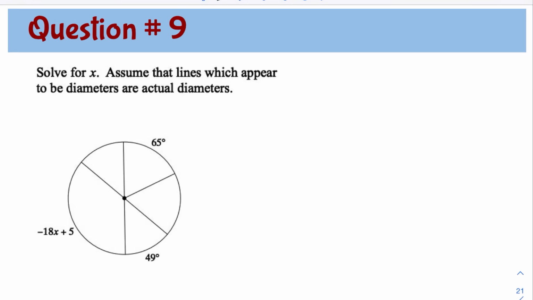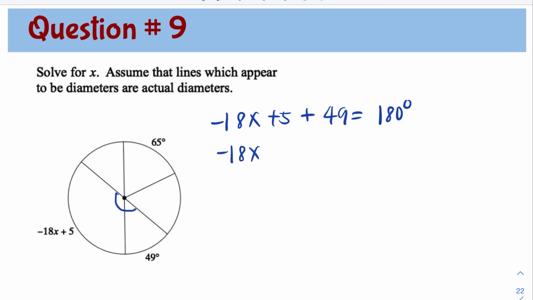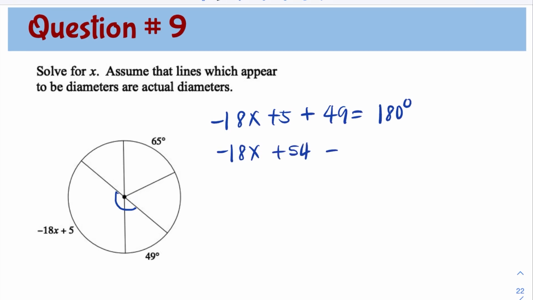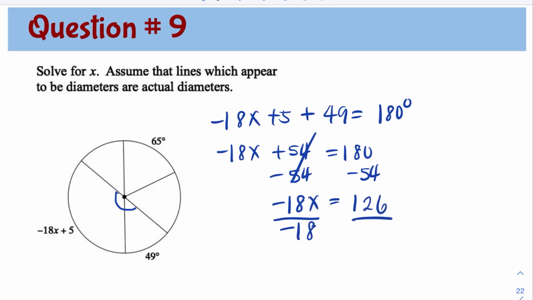Question number 9. Solve for x in the diagram. So here, using the concept of a semicircle, I can set up an equation: negative 18x plus 5 plus 49 is equal to how many degrees? 180 degrees, right? Because a semicircle has a 180 degree arc. Simplifying the left side, we have negative 18x, 5 plus 49 is 54, is equal to 180. Now we can subtract 54 from both sides. 54 minus 54 is 0. So now we have negative 18x is equal to 126. Now we can divide both sides by negative 18. So the x value here is negative 7.